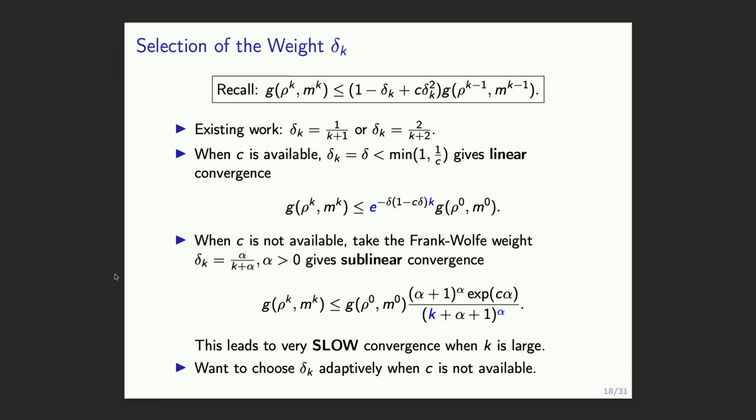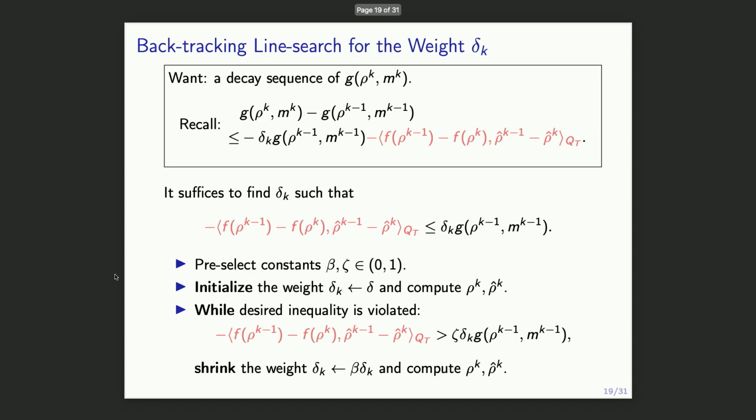With this analysis, we can show that when this C is available, we can actually take some constant step size, and that will give us the linear convergence. When it's not available, we can take something as they do, and another thing we can do better is we can choose the delta K dynamically. The idea is the only thing I need to do is I want this term to dominate the unlikely term. And I can adapt the idea of backtracking line search from optimization and choose this delta K.